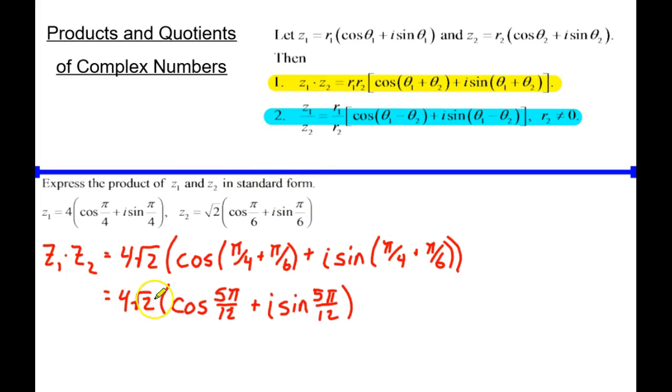So we're simply going to calculate the value of the cosine of 5 pi over 12 and multiply that result by 4 radical 2. Then we're going to calculate the value of the sine of 5 pi over 12 and multiply that by 4 radical 2. Thus, for the standard form of this complex number, we get 1.464 plus 4.464i. We have our a value, the real portion, and our b value, the imaginary portion.